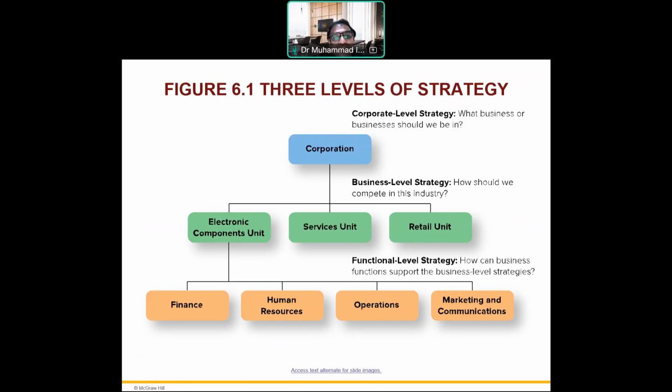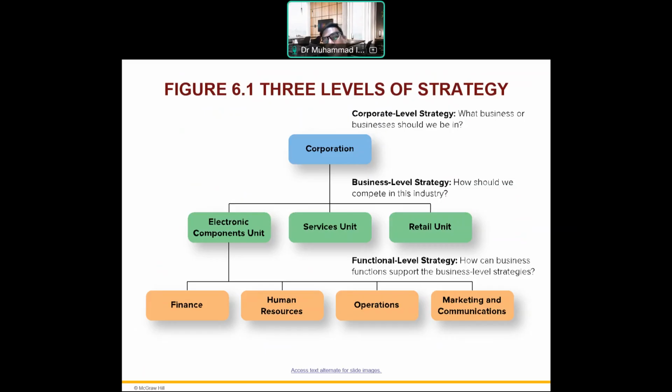Here are some units like electronic component units, service units, retail units. So how can we improve these services, these functions, to make our business better, to get the competitive advantage? Now the third one is the functional level strategy. How can business functions support the business level strategy?